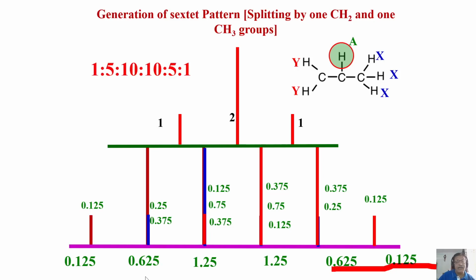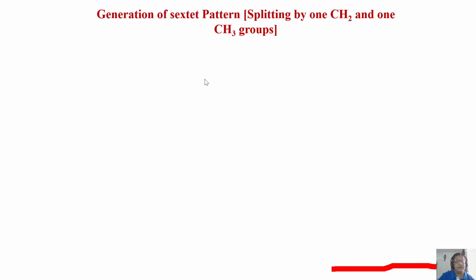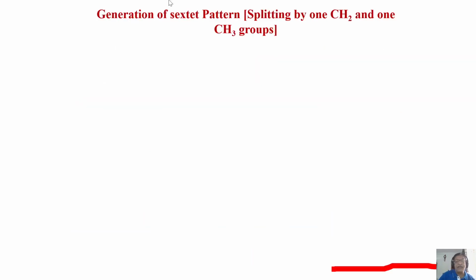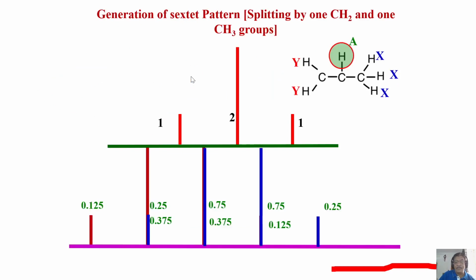Calculate the ratio. It is 1:5:10:10:5:1. Sextet ratio. 1:5:10:10:5:1. You remember, this is the sextet ratio, I said. This is the sextet ratio, and this is what we generated here.